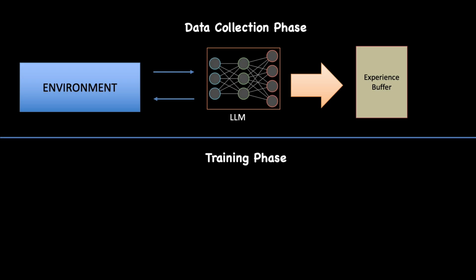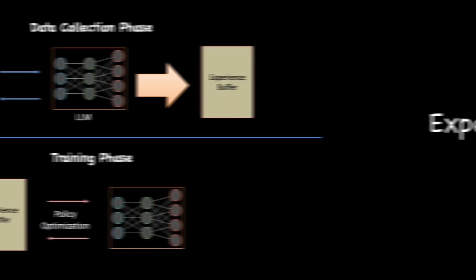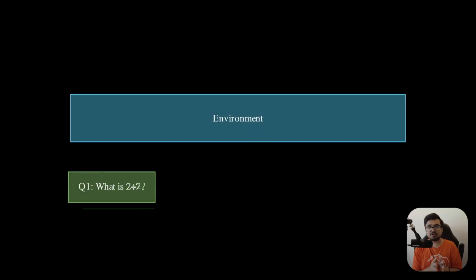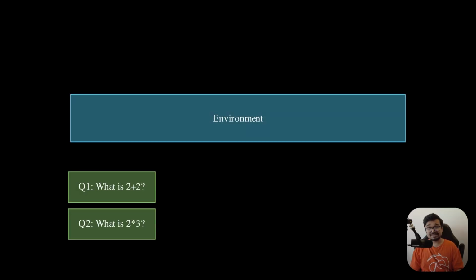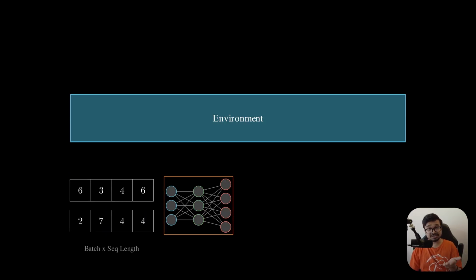And then after we have a record of these experiences, we're going to train the model. Here we will update our LLM to improve its responses such that it generates responses that lead to better rewards in the future. So let's now look at the experience collection phase in more detail. First, we sample a batch of questions from our environment. Let's say 2.